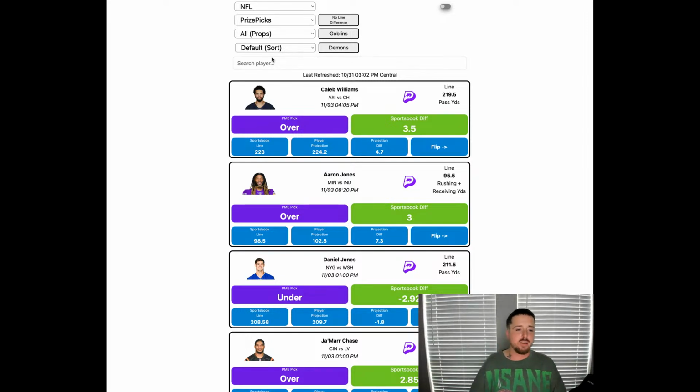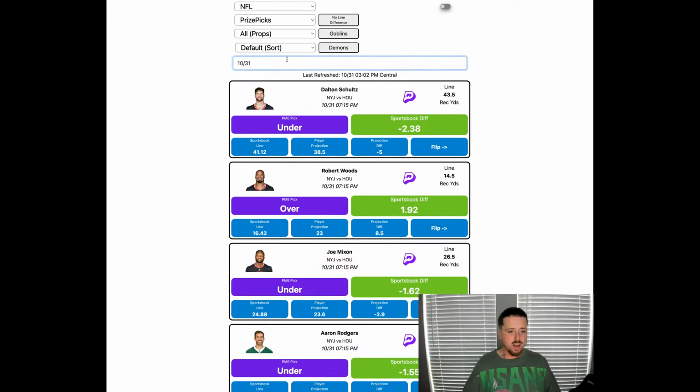All right, so looking at NFL, if I look at just tonight, Dalton Schultz has popped in as one of the best options. Under 43.5 receiving yards. I'm sorry, Dalton Schultz, under 43.5 receiving yards at a minus 2.38 sportsbook differential. Sportsbook line of 41.12 on average on sportsbooks. Player projection of 38.5, a minus 5 projection differential. So Dalton Schultz, under 43.5 receiving yards, is going to be your best bet tonight when it comes to what's available on the board right now.